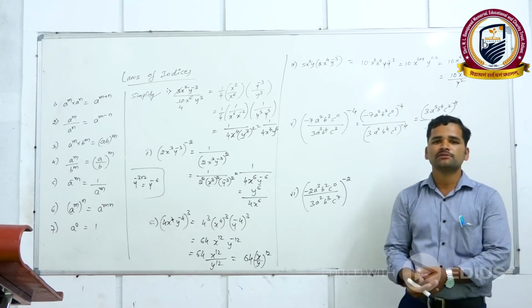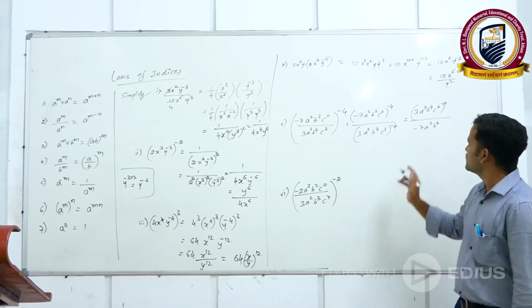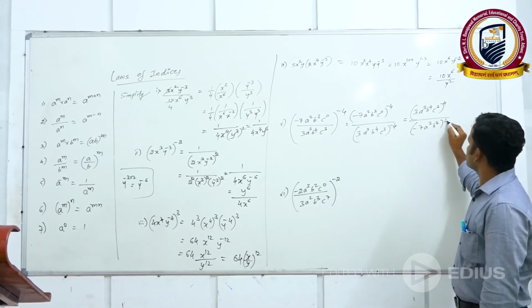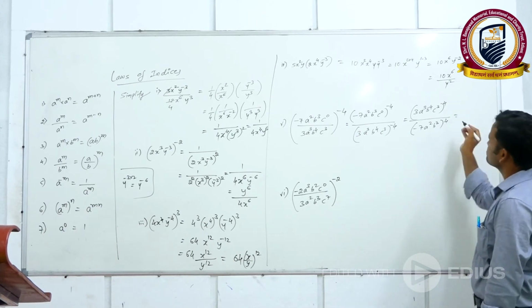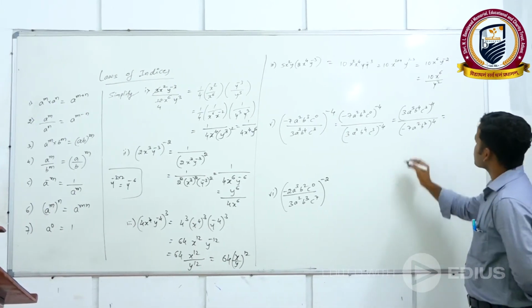C raised to 0, anything to the power 0 is 1. We can leave that term. The whole to the power 4. Yes, we just interchange the numerator and denominator. Now we can simplify it easily.